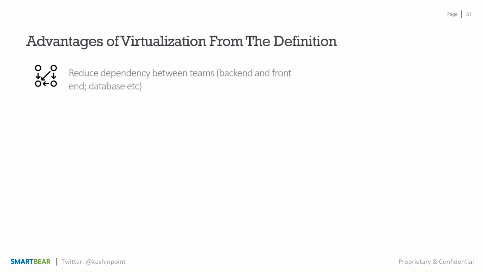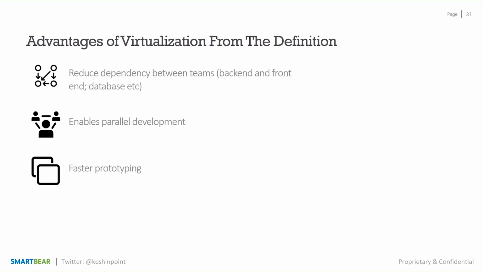And advantages: it reduces dependencies between teams. It allows you to work in parallel, because once you've reduced dependencies, different teams can start working simultaneously without much dependency between them. And finally, of course, faster prototyping. Since everyone is aligned on what the data is supposed to be returned from the responses, they can all start working simultaneously, and that ensures a faster go-to-market for your API as well.